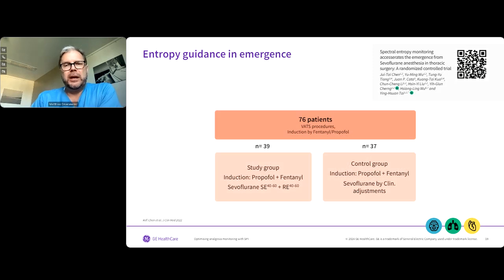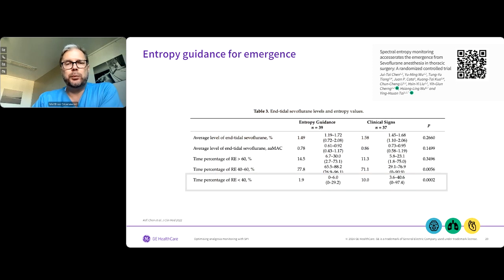Does this guidance by entropy also give us an advantage in the emergence of the patient? I think so. Here again, we have risk procedures, we have VATS procedures, thoracic surgery, again propofol and fentanyl for induction. And in this case, we have a balanced anesthesia using the volatile sevoflurane with the target range of state entropy 40 to 60. And we see advantages in the avoidance of overdosing the anesthetic.